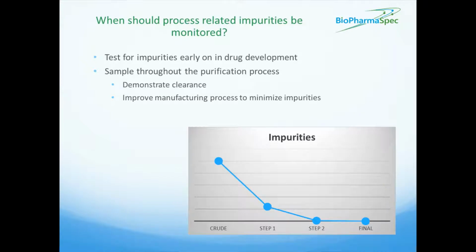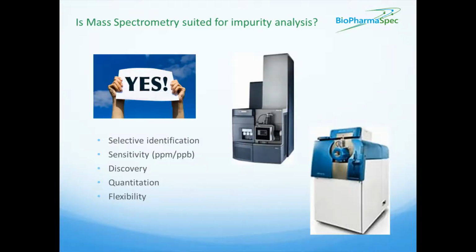So impurities should be monitored early on in your drug development process, and you should test at various stages of the drug purification process. By sampling at various stages of purification, you're able to monitor clearance of impurities as they're removed from the drug product as you go through the various steps of purification. Having this knowledge of clearance early on allows you to adjust your drug production and purification process with the goal of minimizing and removing impurities whenever possible.